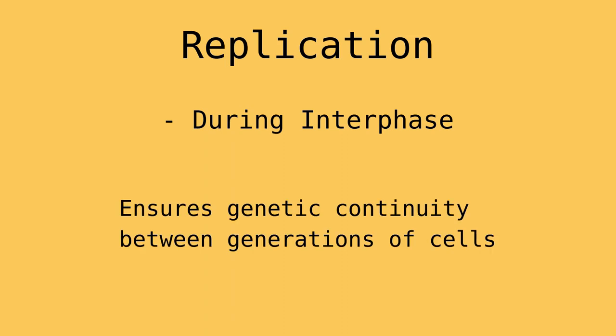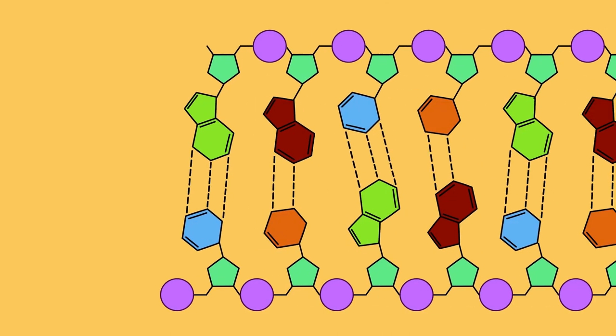Before cells undergo mitosis, the DNA must copy itself in a process called replication, which takes place during interphase. This ensures genetic continuity between generations of cells. DNA replication starts at the origin of replication, a location on the DNA molecule identified by the base sequence.